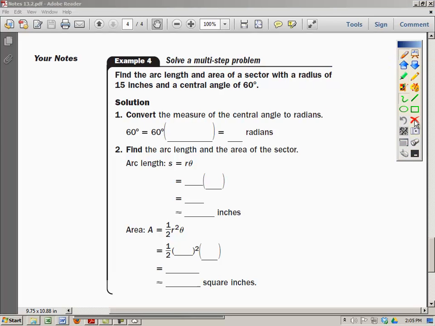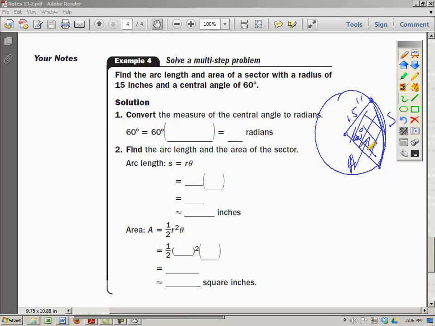The first thing it wants us to do is find the arc length and the area of a sector with a radius of 15 inches and a central angle of 60 degrees. So this is 60 degrees, and the radius is 15 inches. We want to find this distance, which is the arc length, and we want to find the area of this sector.